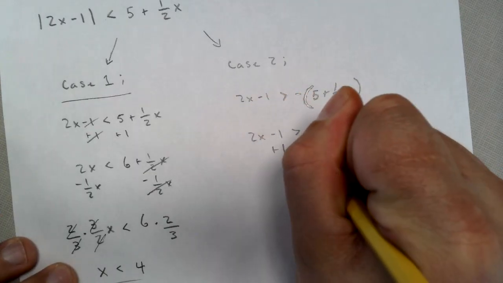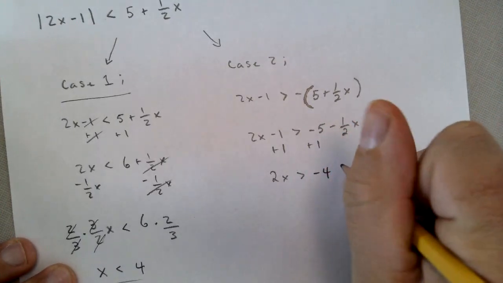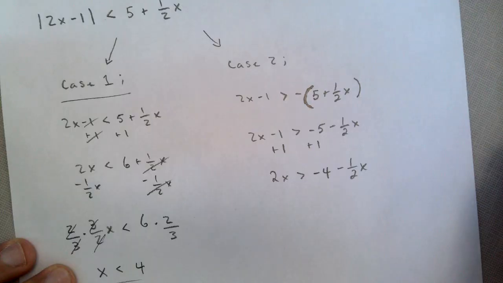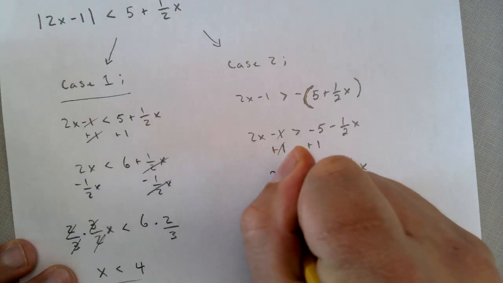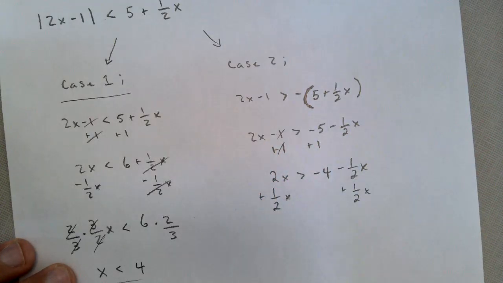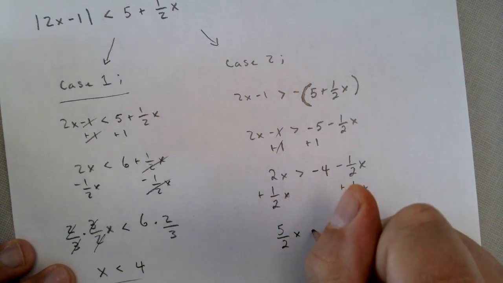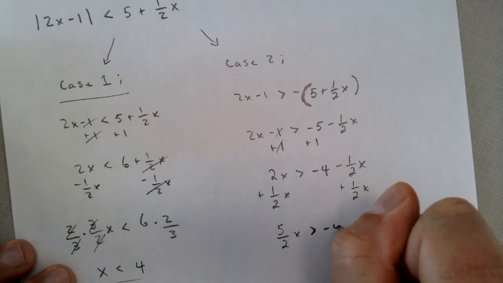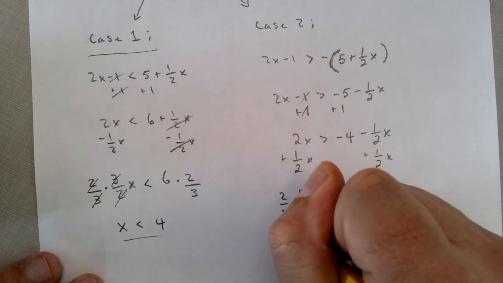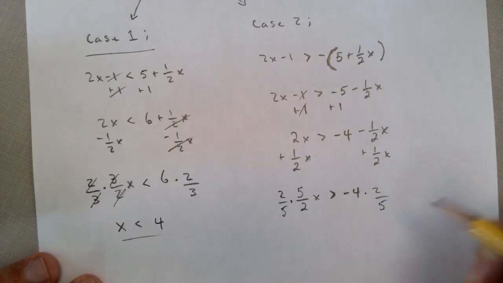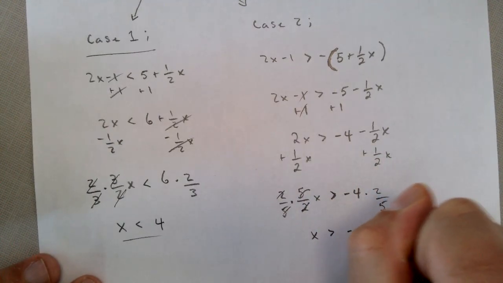So let's add 1 to both sides. And we get 2x is greater than negative 4 minus 1/2 x. And now we can add 1/2 x to both sides. So 2 plus 1/2 is 5 over 2. So 5/2 x is greater than negative 4. And now to solve for x, we just multiply both sides of the inequality by the reciprocal. So we have x is greater than negative 8 over 5.